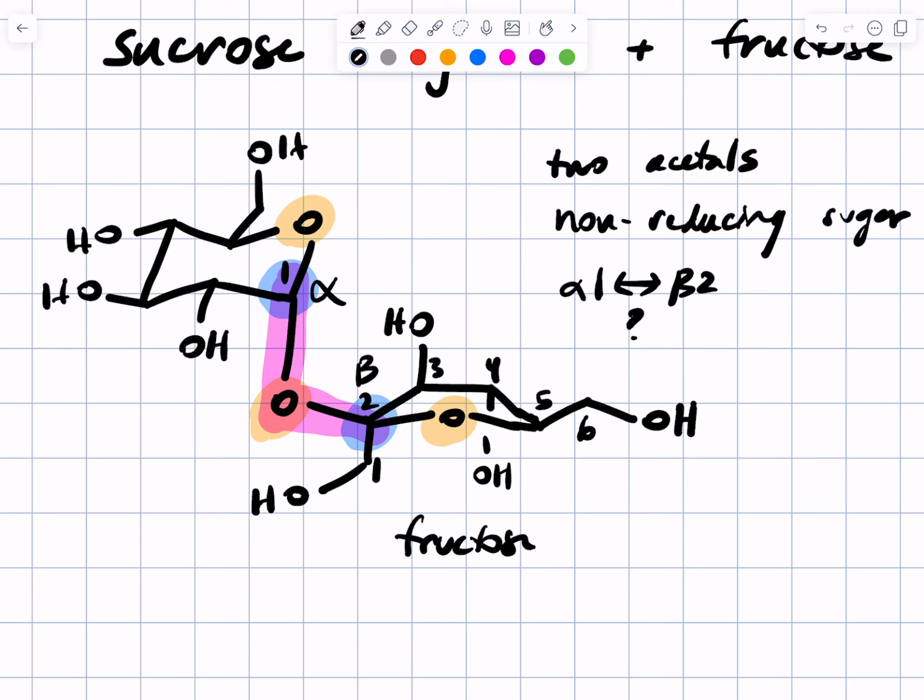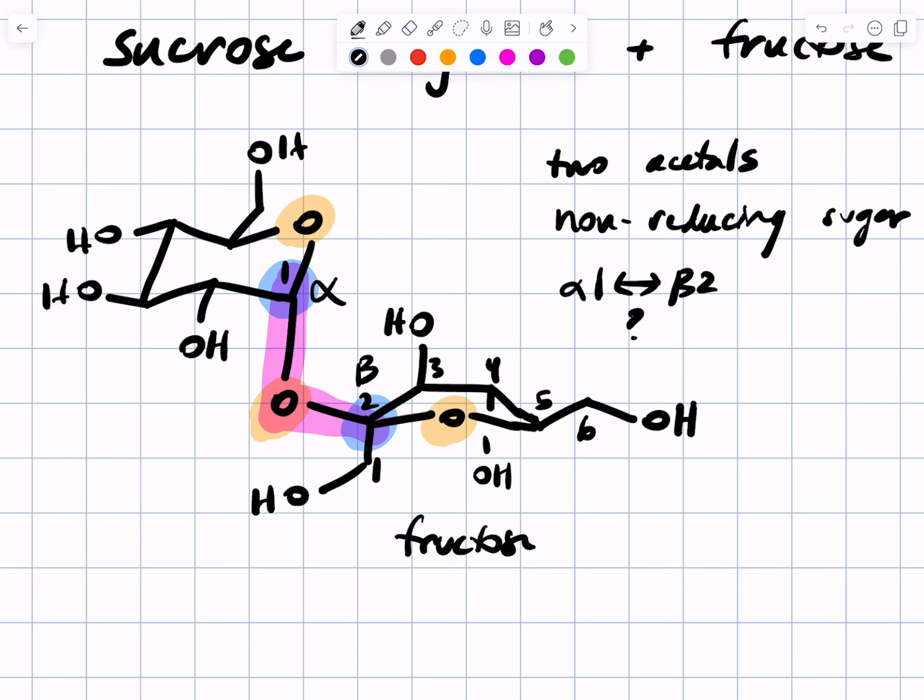But you should be able to look at the structure of sucrose, identify the glucose subunit. You don't need to recognize the fructose subunit yet, but you should be able to tell that there's no hemiacetal, and therefore it's a non-reducing sugar.